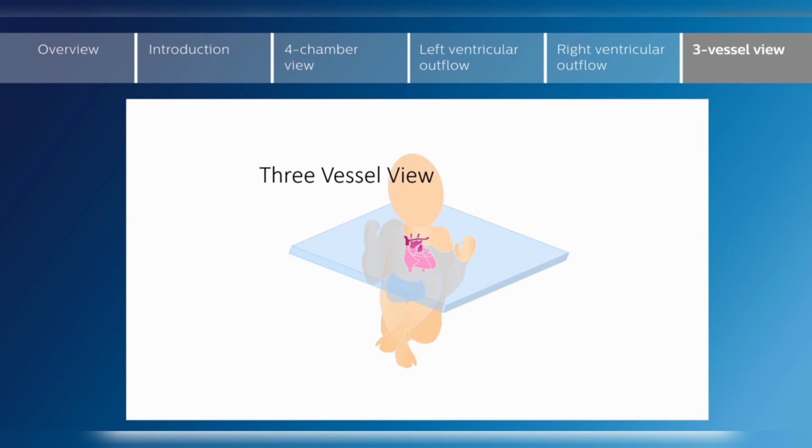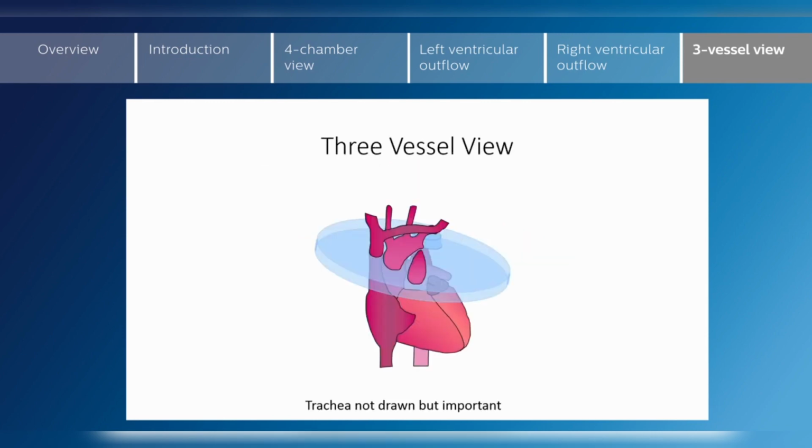Moving to the most superior view is a so-called three-vessel view. And what we have now done is move above the level of the right ventricular outflow tract. And we're now cutting these vessels as shown with the pulmonary artery and duct, the transverse aortic arch, and the superior vena cava in transverse section. So the three-vessel view shows us the V of the pulmonary artery and duct, the transverse aortic arch shown here, and the superior vena cava in short axis.